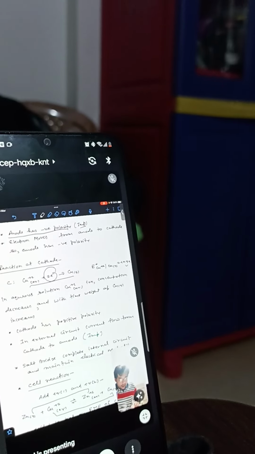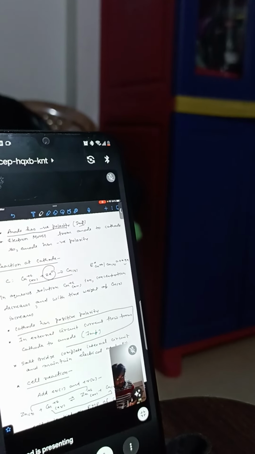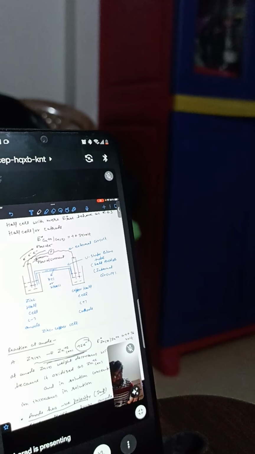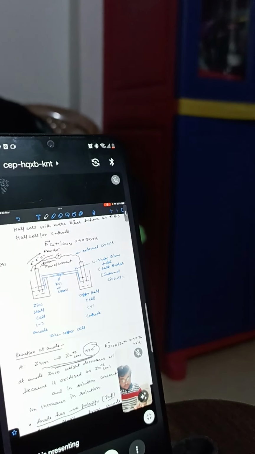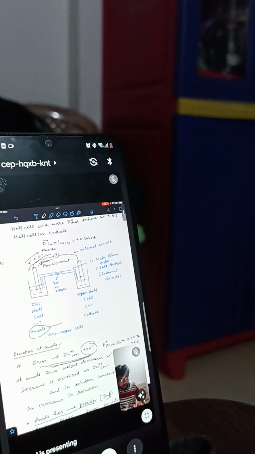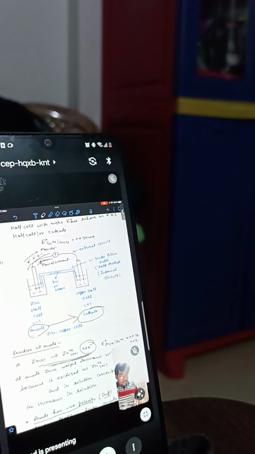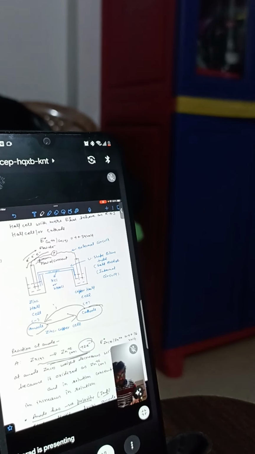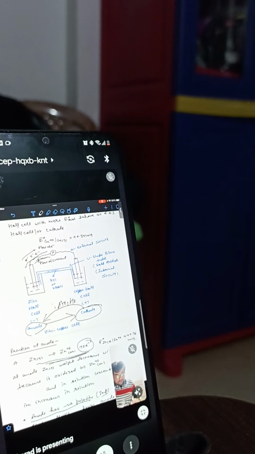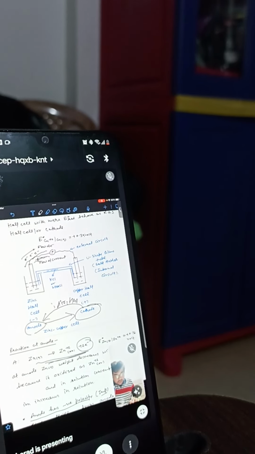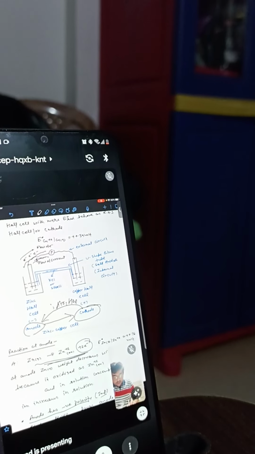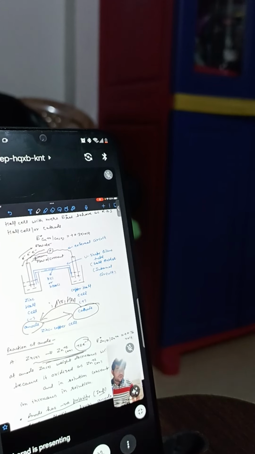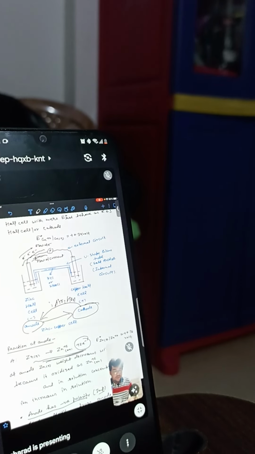Now what is happening in the external circuit? Electrons are moving from the zinc to the copper, from anode to cathode, hence the current flows from cathode to anode. This is the I direction. The current will flow from cathode to anode. This is the flow of current, and this is the salt bridge, containing potassium chloride or ammonium chloride. This basically maintains the neutrality of the cell.